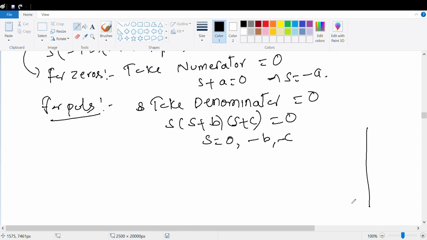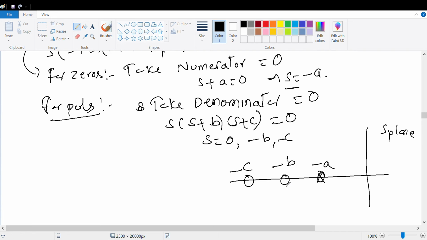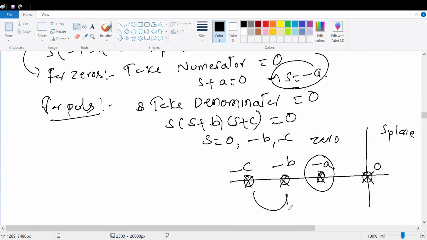So we can plot in the s plane. This is minus a, and this is minus b, and this is minus c, and this is 0. Therefore minus a is the zero. 0, minus b, minus c are poles.